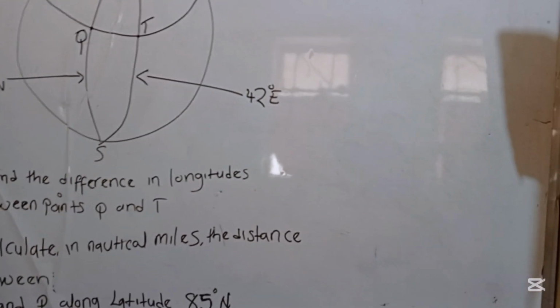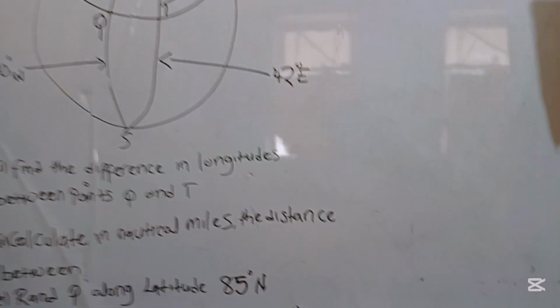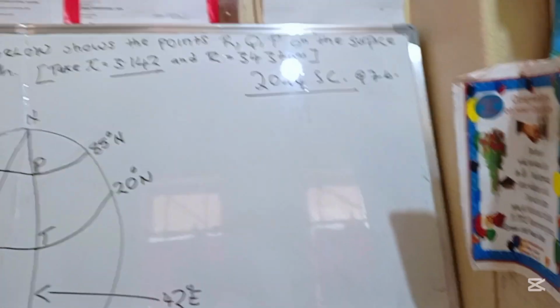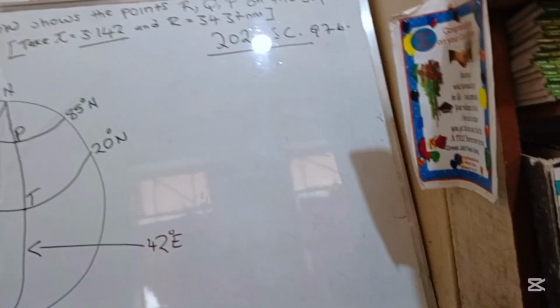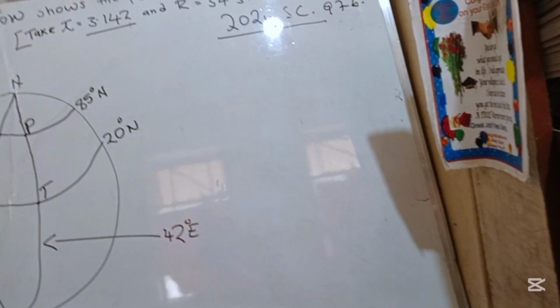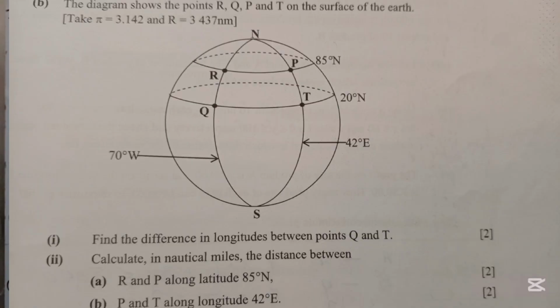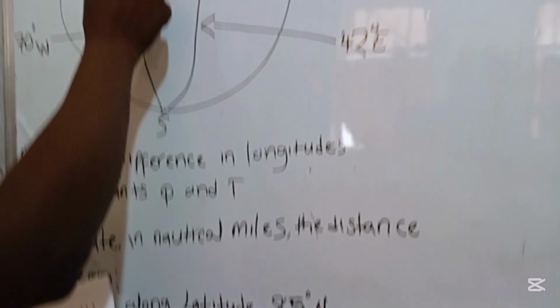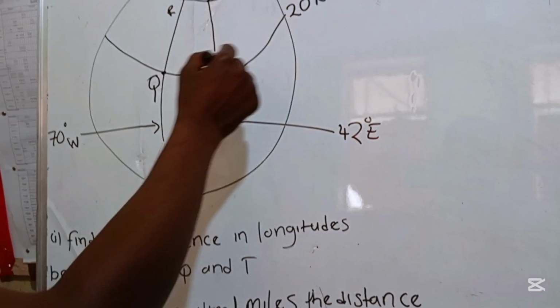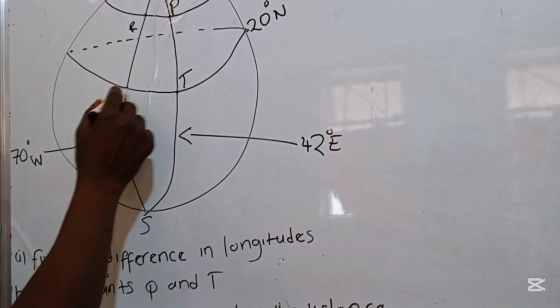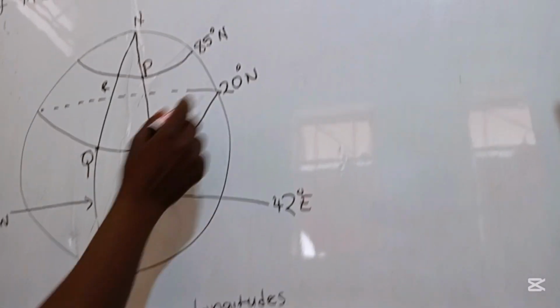Now, ladies and gentlemen, as long as they are asking you to calculate distance in nautical miles, I have already introduced a new formula. Here we go. Find the difference in longitude between Q and T. Mind you, they are sharing the same latitude. Points Q and T are sharing the same latitude at 20.